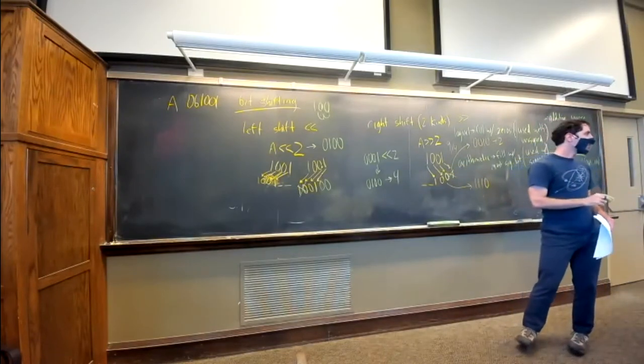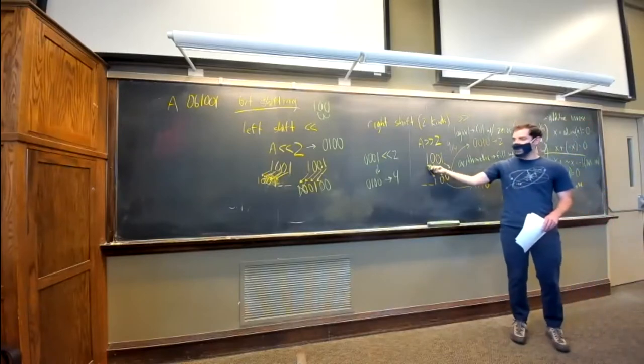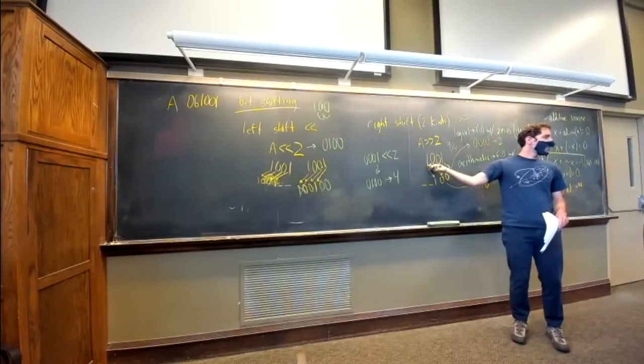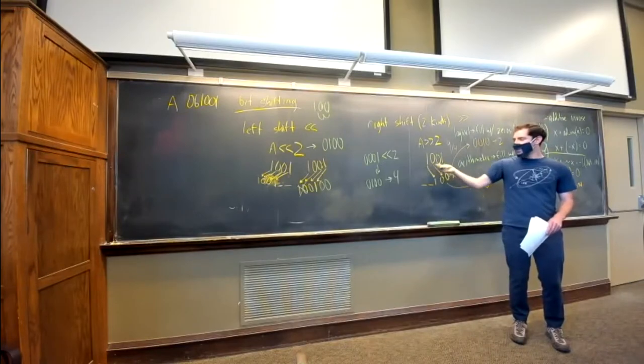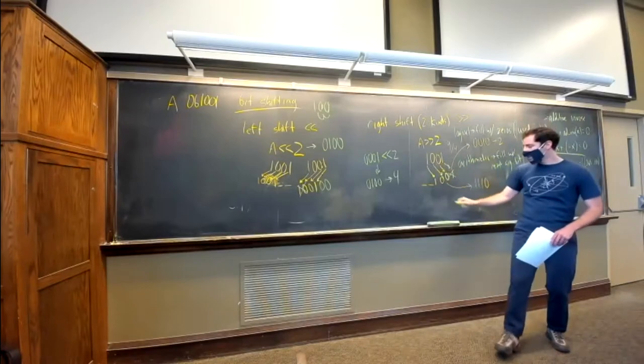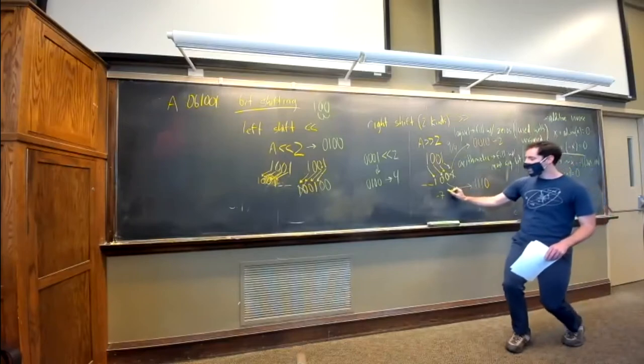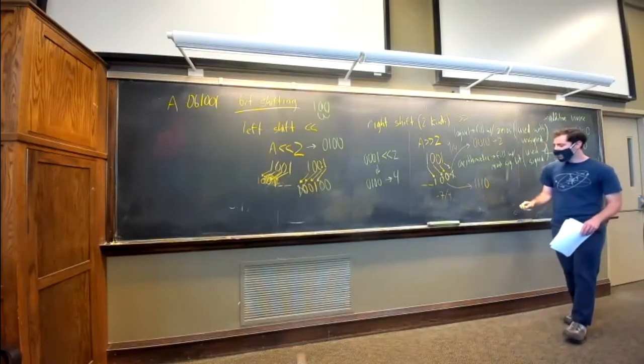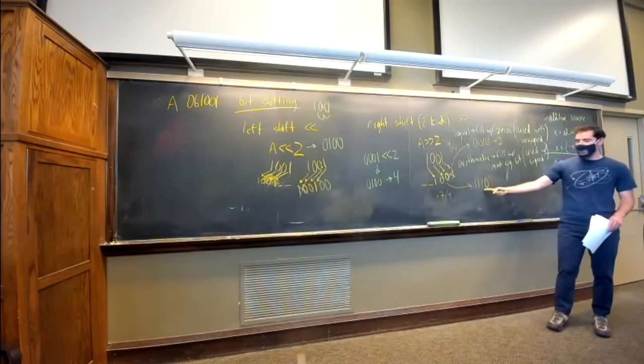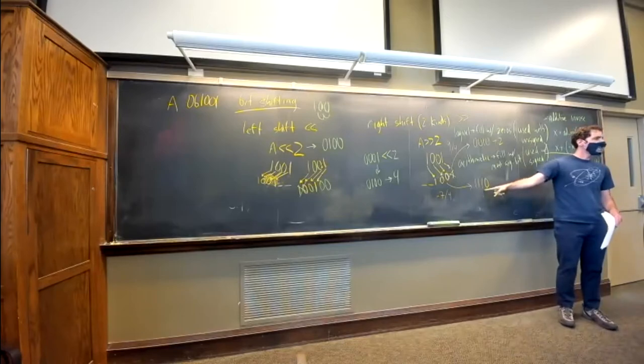If we interpret this as a signed number, what do we get if this is 2's complement? Yeah, negative 8 plus 1 gives us negative 7. And again, we expect it to be divided by 4. And what is this in 2's complement?